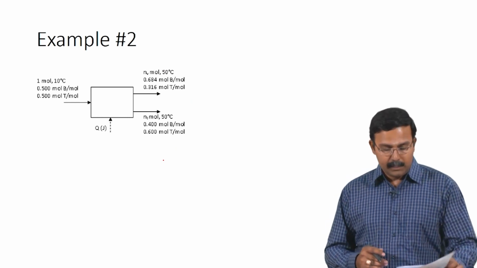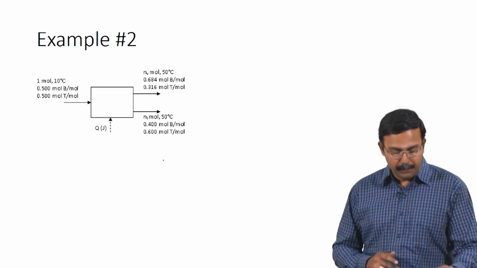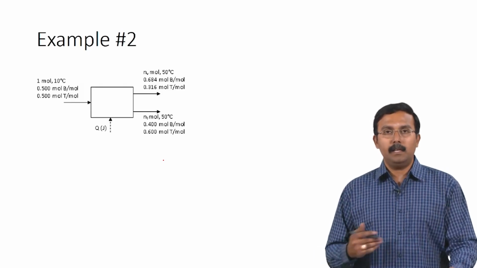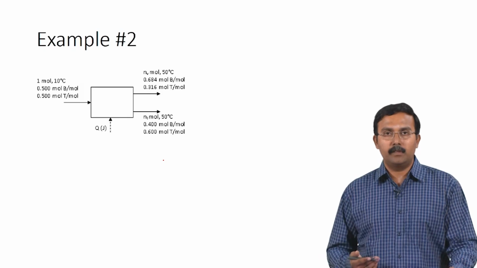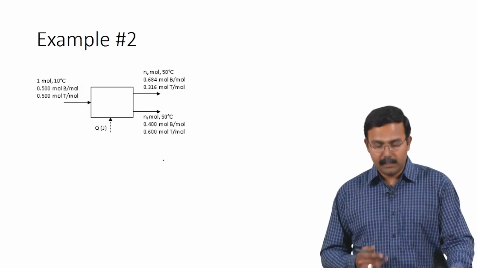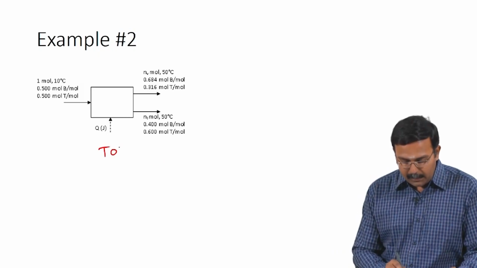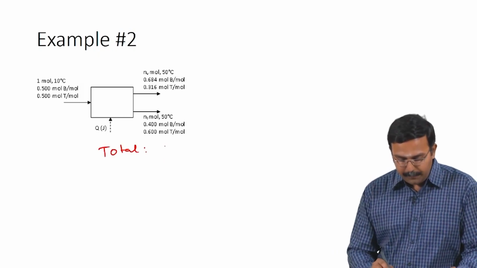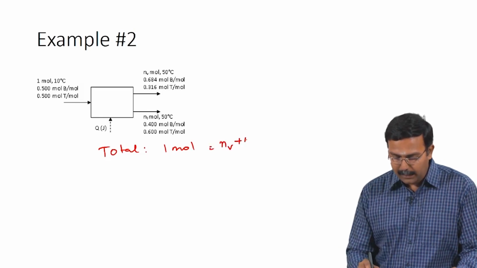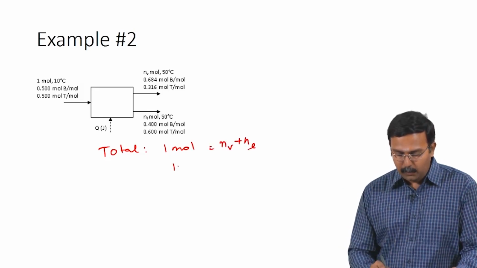The material balance here is reasonably simple. We have a two component system where there are two unknowns, so we can directly write the two equations and solve for them. The first equation would be the total balance equation. The total balance for this system would be 1 mole equals NV plus NL. So, this is the one equation: NV plus NL equals 1.